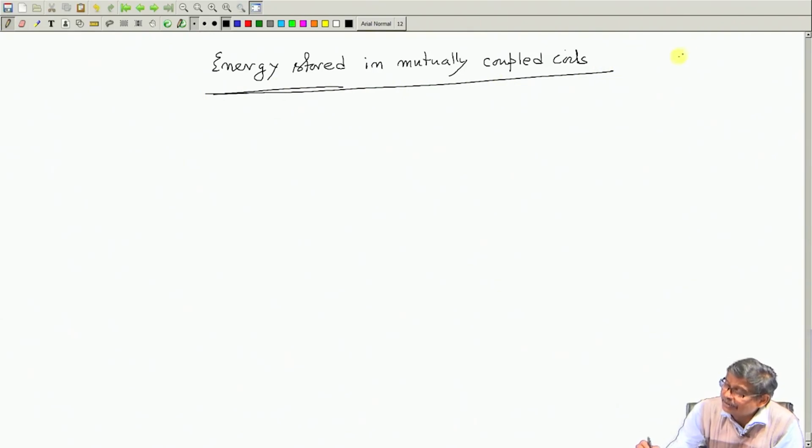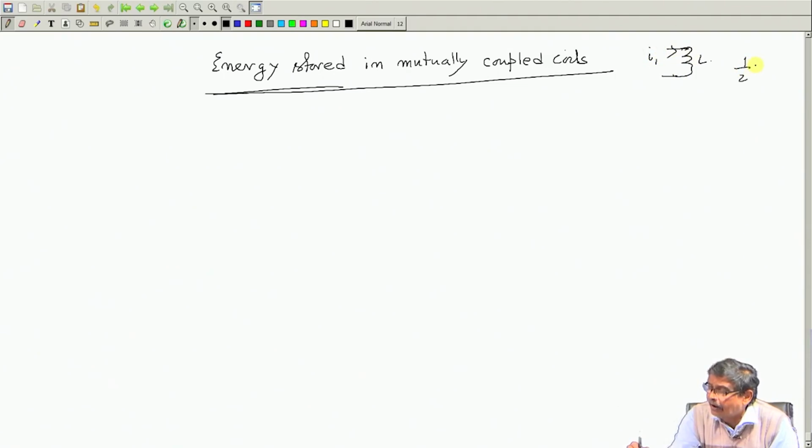That is what I want to say. Suppose there are two coils, one with inductance L1, carrying a current I1 at any instant. How much is the energy stored? We have seen it is half L I1 square.